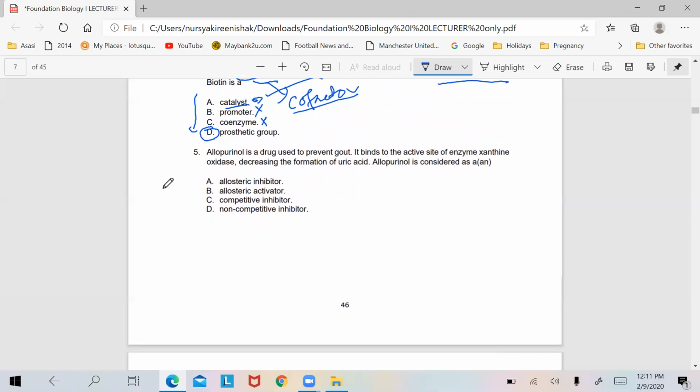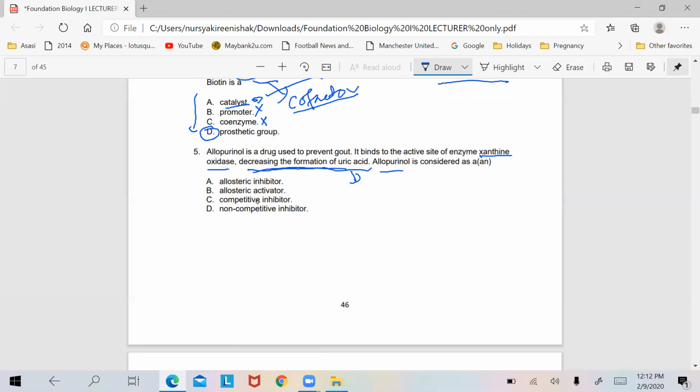Question 5. Allopurinol is the drug used to prevent gout. It binds to the active site of the enzyme xanthine oxidase, so this is the enzyme. It decreases the formation of uric acid, which is the final product. Decreasing the formation means that the rate of reaction will slow down. So allopurinol is considered an inhibitor to the reaction that synthesizes uric acid.